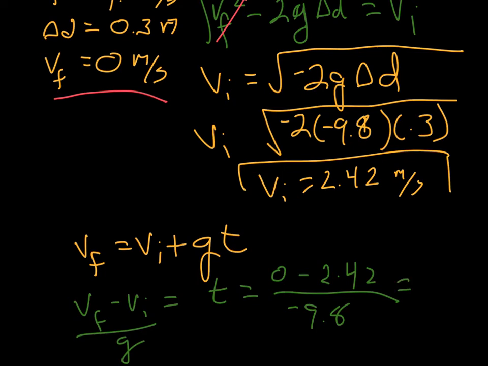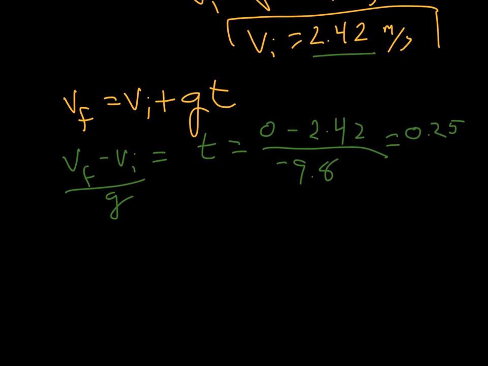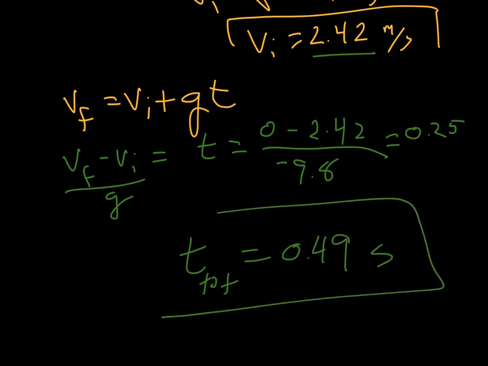And we get a time of 0.25 seconds. Now that's the time it took her to go from this speed of 2.42 to this speed of 0. That's just the way up. So, in fact, her total time in the air is twice that. And that's the key to hang time questions: the time it takes to go up is equal to the time it takes to go down. So the total time she's in the air is 0.49 seconds when you round it.